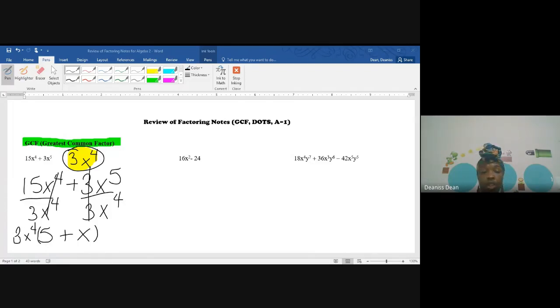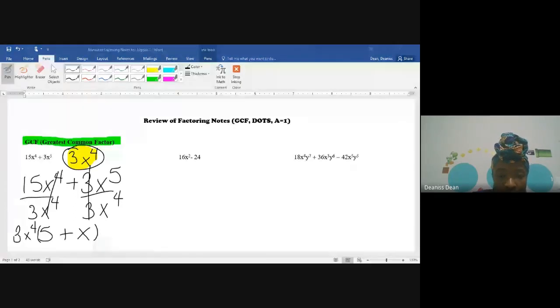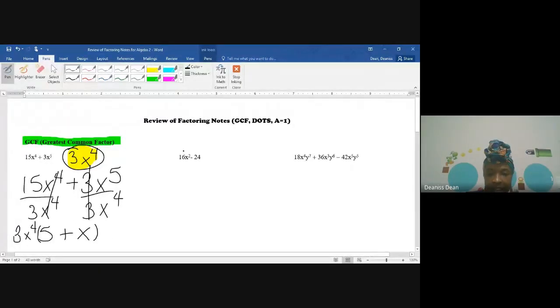All right. So GCF, take it out, put it in front of the parentheses, and you get our answer, okay? So we're going to do another one. This one here, we got 16x squared minus 24. Okay. So we need to get a GCF of our numbers and a GCF of the letters.